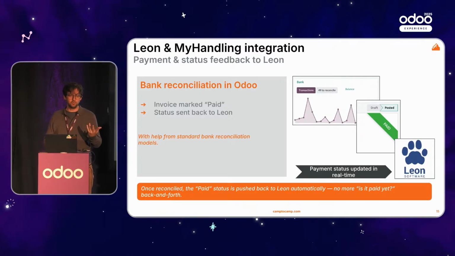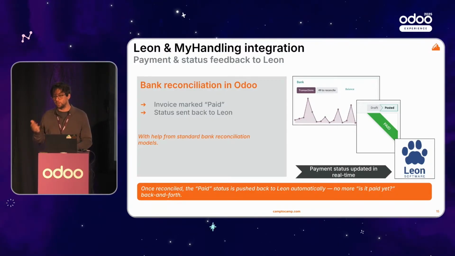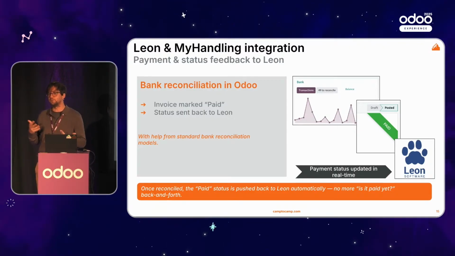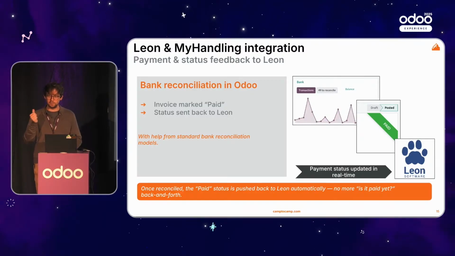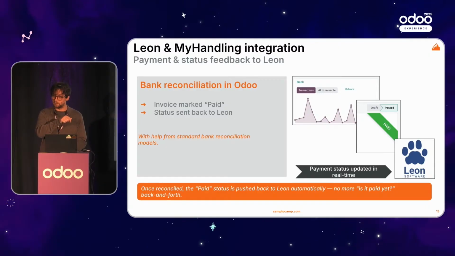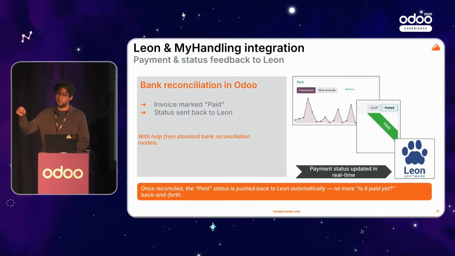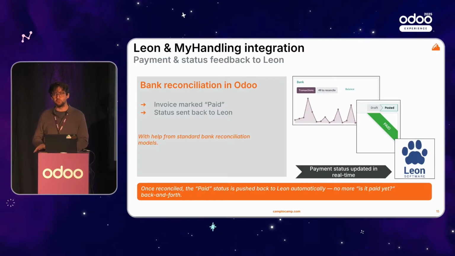That means that once a day, in the morning, the accounting team reconciles, and about 5 minutes later, the handling team in Leon sees that this invoice is paid, and automatically the customer receives a small email that says the payment for this flight with this aircraft is okay. That was another major pain point that we solved with the standard Odoo implementation.